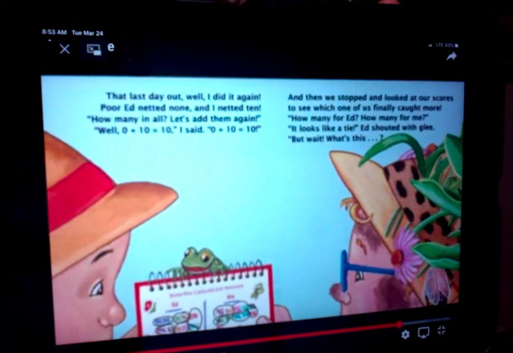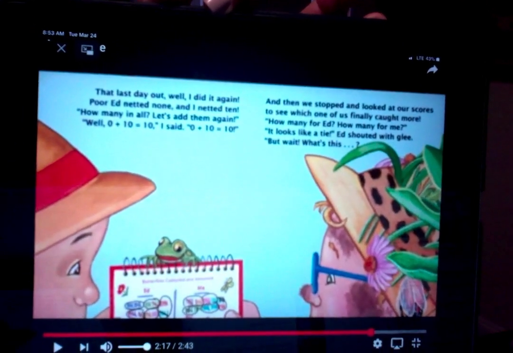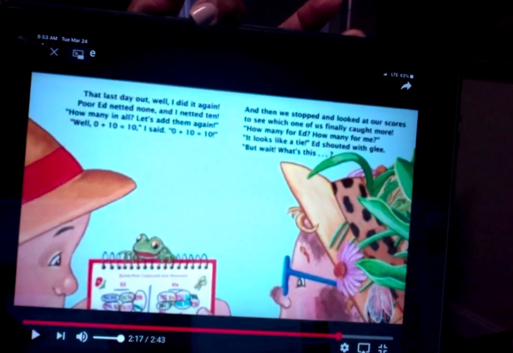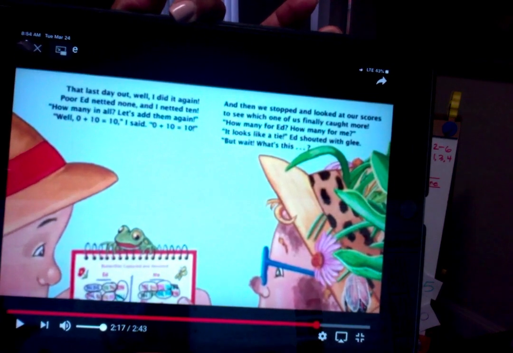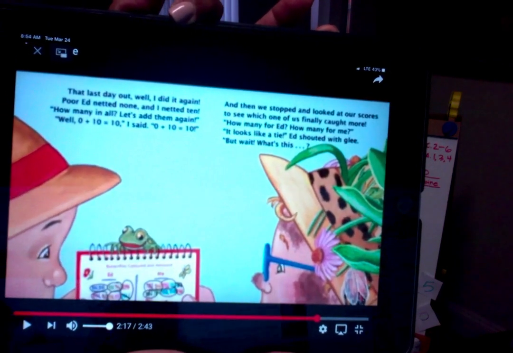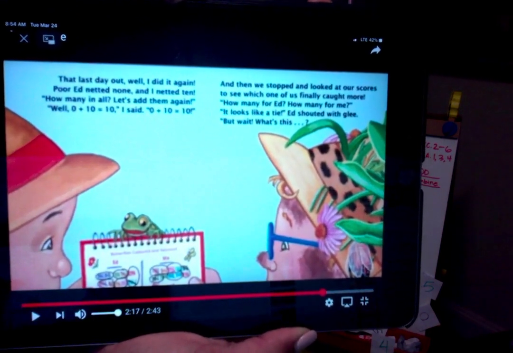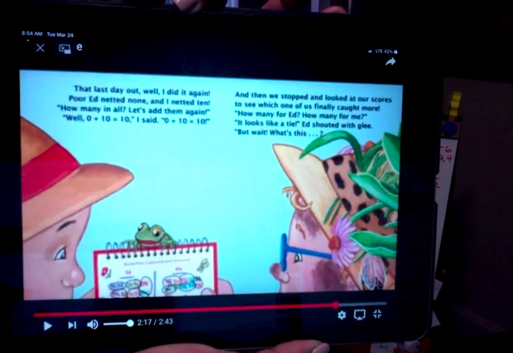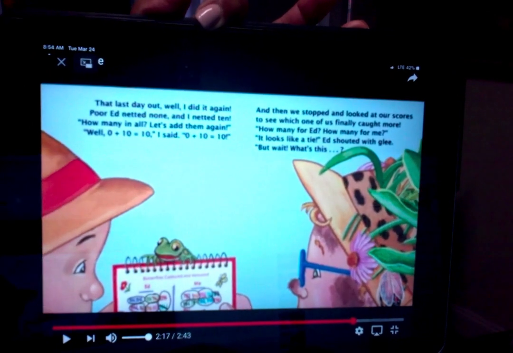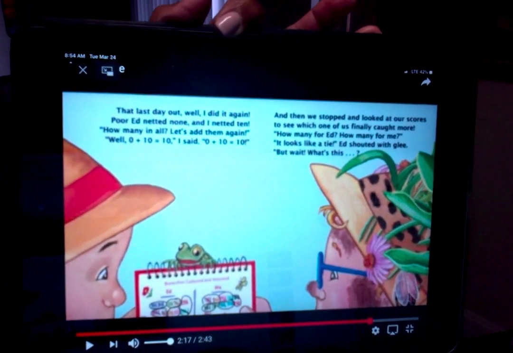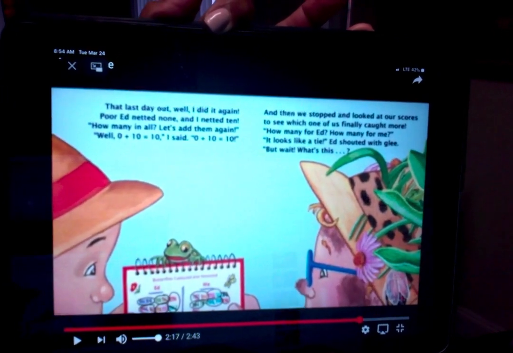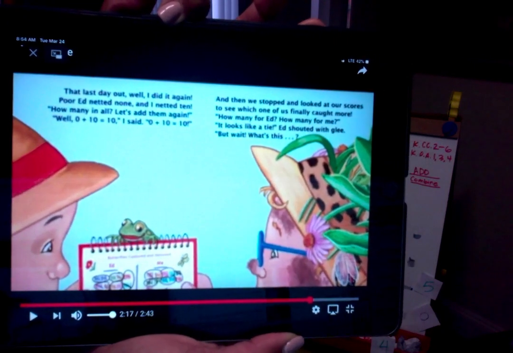The last day out, I did it again. Poor Ed netted none, and I netted 10. How many in all? Let's add them again. Well, 0 plus 10 equals 10, I said. 0 and 10 make 10. And then we stopped and looked at our scores to see who had finally caught more. How many for Ed? How many for me? It looks like a tie, Ed shouted with glee.